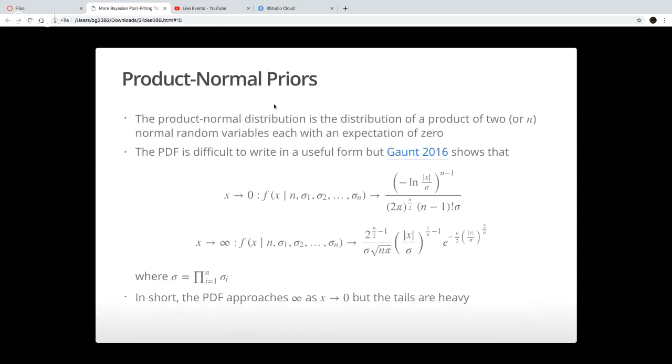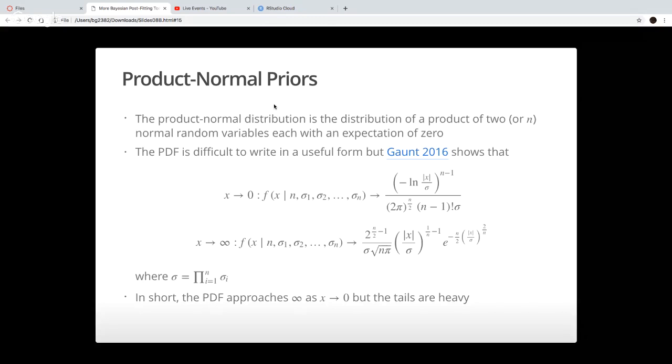So, a few more minutes today. I want to talk about product normal priors, which are another idea, similar to the Finnish horseshoe, in terms of putting priors when you really think zero, or near zero, is a really likely situation. The so-called product normal distribution is the distribution of a product of two or more normal random variables, each of which has an expectation of zero.